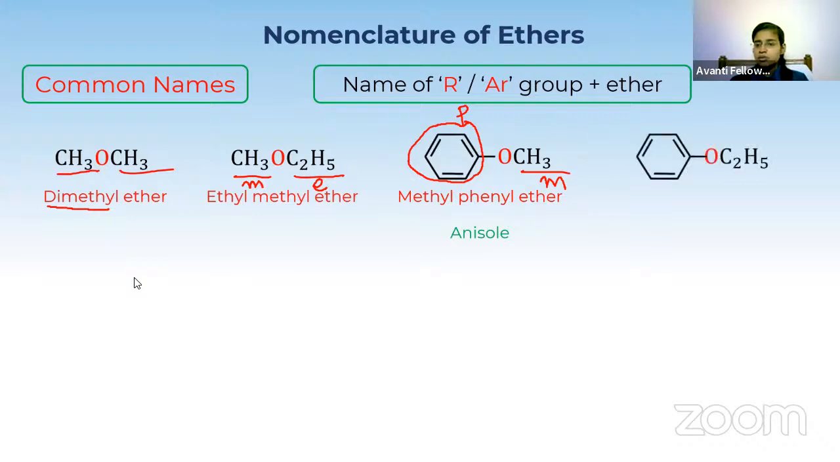I will go for one more. What is the name of this compound? Can you give it a try? Here I have C2H5, and C6H5 is called phenyl. What is the name of C2H5, students? C2H5 is called ethyl. So now give me the name of the compound according to the alphabetical order. Which comes first?